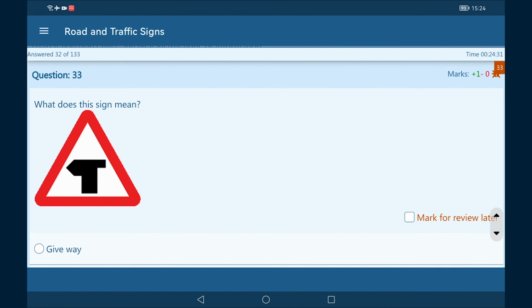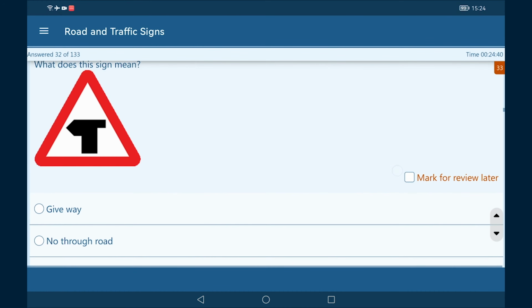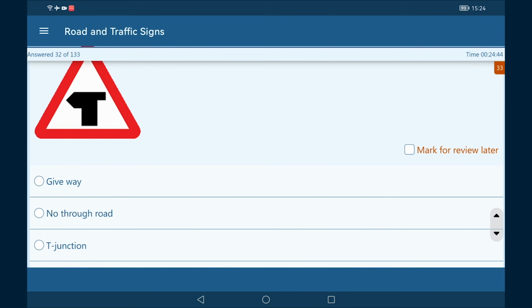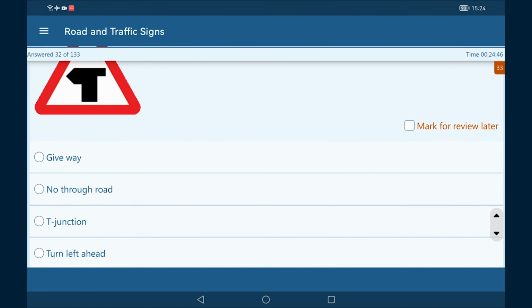Option 1. Give way. Option 2. No through road. Option 3. T-junction. Option 4. Turn left ahead. The correct answer is option 3, that is, T-junction.